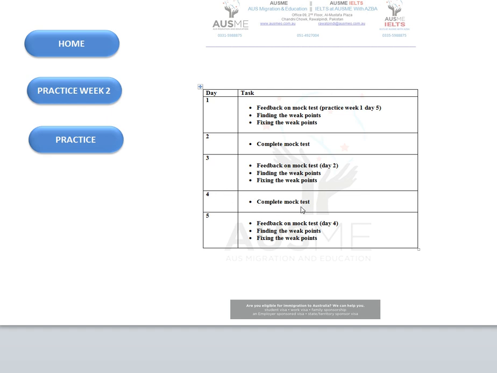Day 4 comes back to the mock test again. So you'll have another whole mock test of the listening, reading, writing and speaking tests. And then on day 5 again, you'll have feedback on the mock test, and then we'll try to find the mistakes we've had and we'll try to fix them.